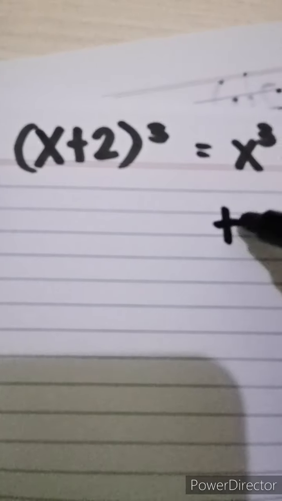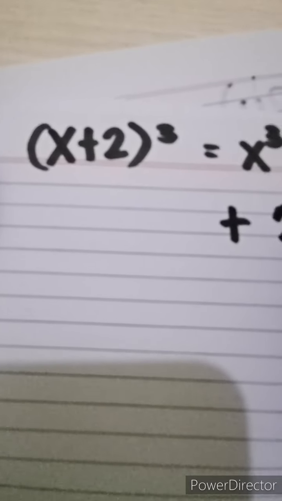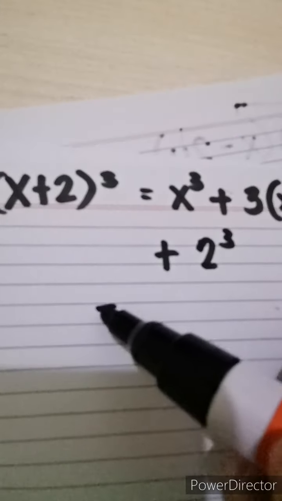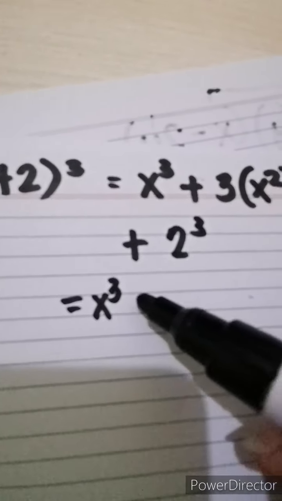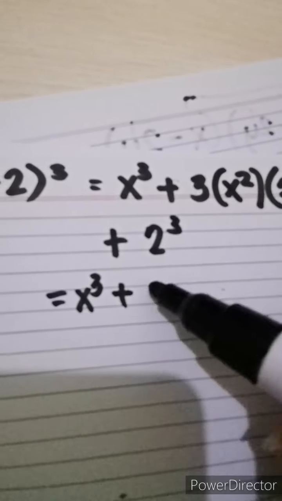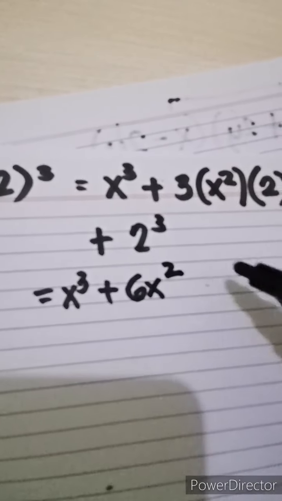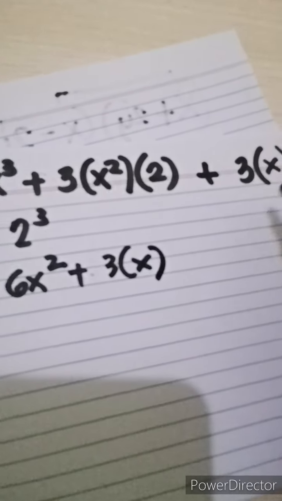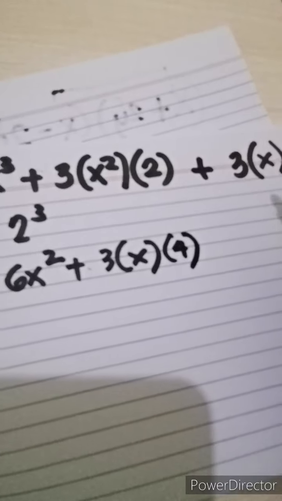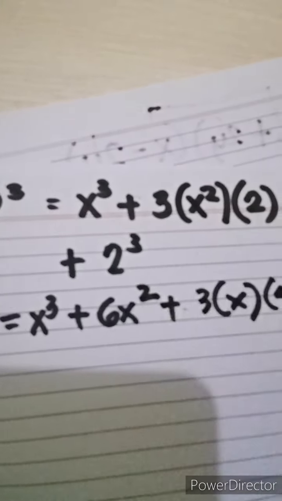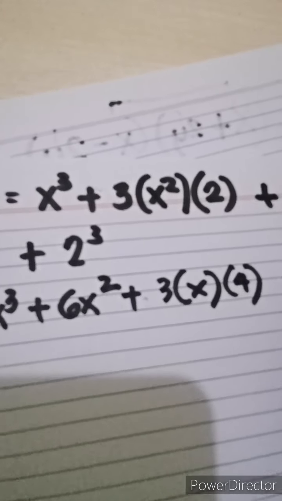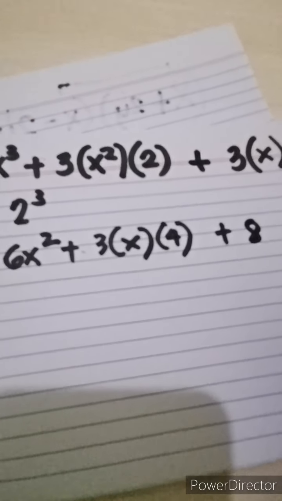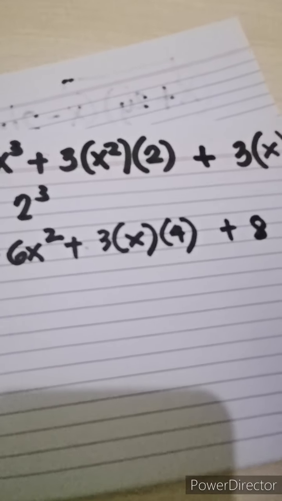And then the last step is plus, cube the last term. So, ang last term natin is 2. So, we have 2 cube. So, simplifying, we have x cube plus 3 times 2, 6. So, we have 6x squared plus 3 times x is 3x. Then, 2 squared is 4. Plus, our 2 cube is 2 times 2 times 2. So, that is 8. So, madami nagkakamali na kapag ginawang 2 cube, ang ginagawa ng iba is 2 times 3, which is 6.